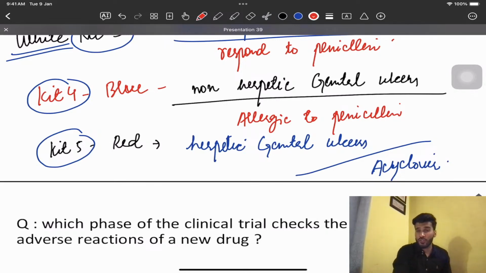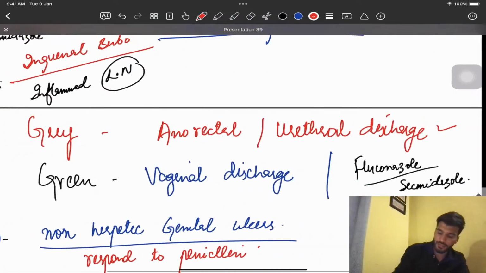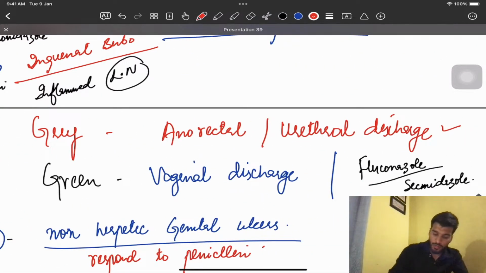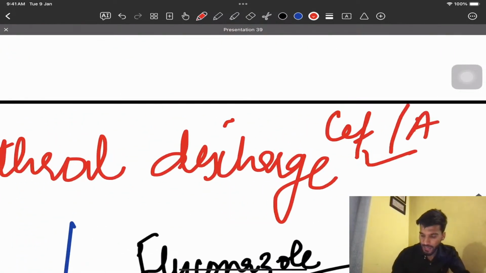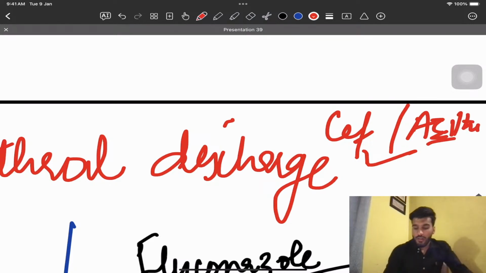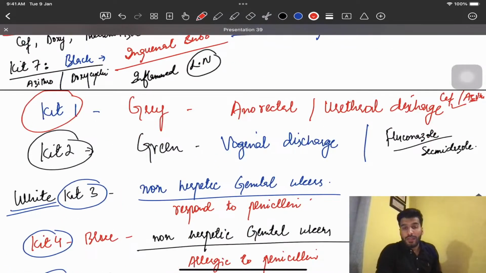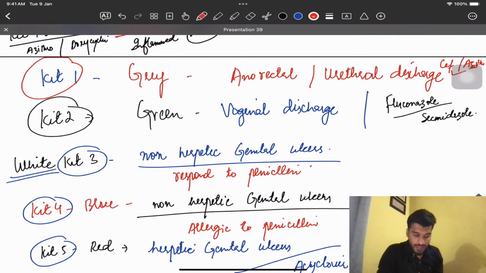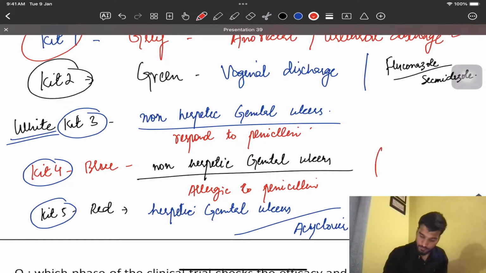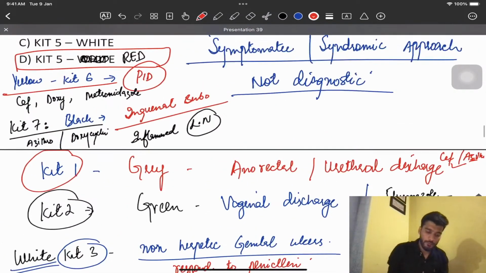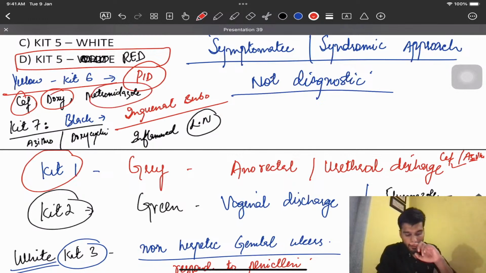Now, what are the medications in each kit, guys? If I talk about the first kit, we have cefixime and azithromycin. The second kit, you have fluconazole and secnidazole. The third kit, you have penicillin, guys. Remember, mainly you have penicillin. The fourth one, you have azithro and doxy. The fifth, guys, you have acyclovir. The sixth, you have cefixime, doxycycline, and metronidazole. And kit 7, my dear students, you have azithromycin and doxycycline.